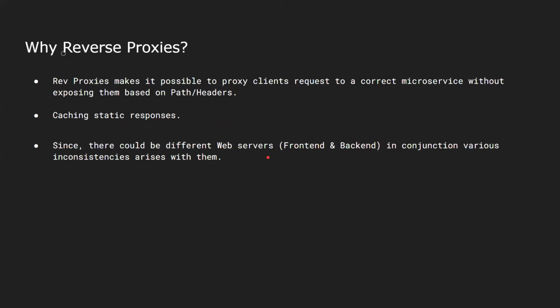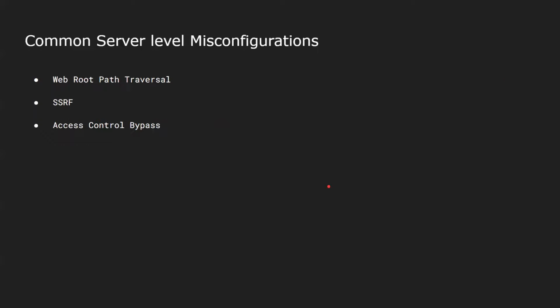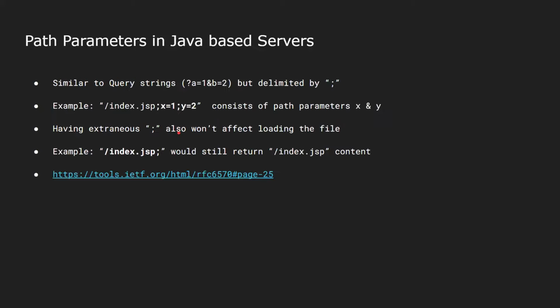And since we now have two servers involved, which are the front end and the backend server, which could be running on completely different web server technologies, because of the inconsistencies that could occur in these servers, there could be some vulnerabilities or misconfigurations that arise with them. So these are some of the common misconfigurations that we get to see in the reverse proxy based environment, which are web root based path traversals, server side request forgery, and access control bypasses.